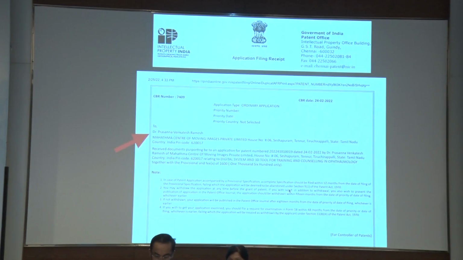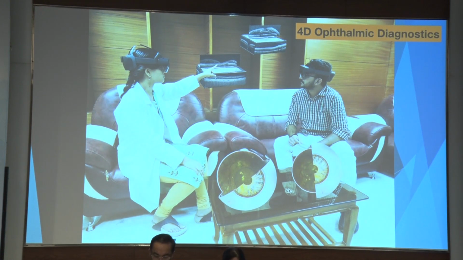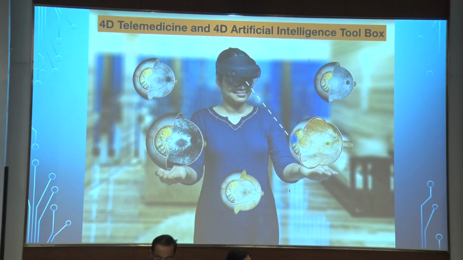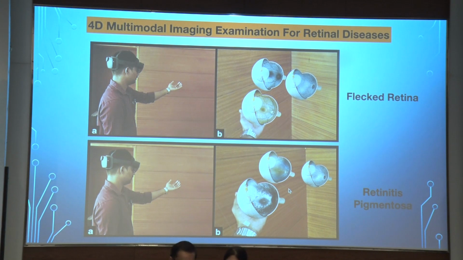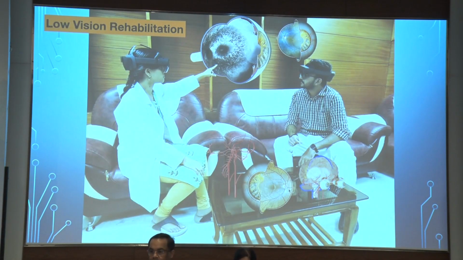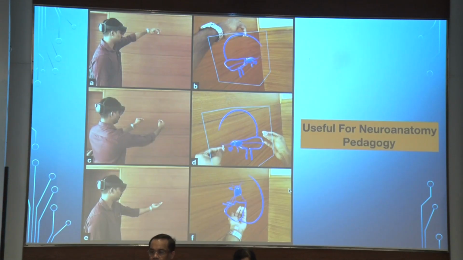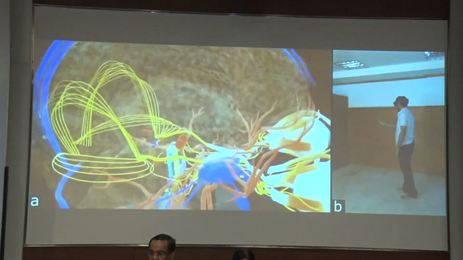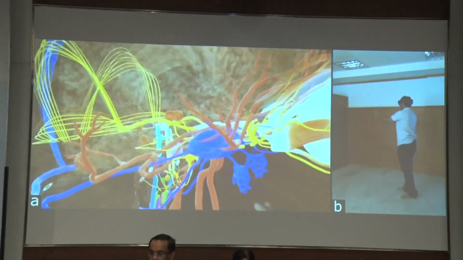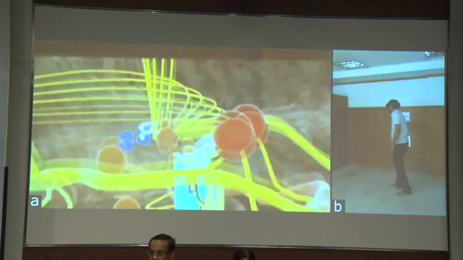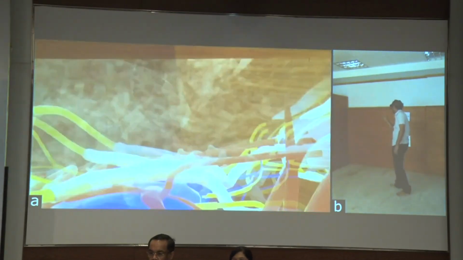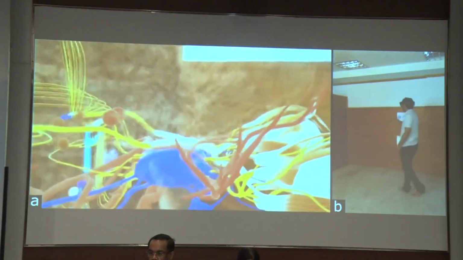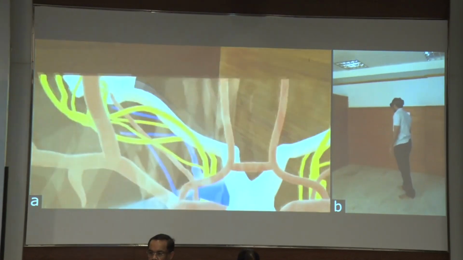To summarize this innovation, it's a patent protected technology that we have filed recently. It's useful in 4D diagnostics, 4D telemedicine, 4D AI. It's a multimodal imaging retinal examination device with color, autofluorescence and infrared, and useful for low vision rehabilitation counseling and neuroanatomy pedagogy, which involve complex 3-dimensional structures like the red nuclei, the cranial nerves, the cerebral venous system. All these models have been created, and these are all real-time images that we have taken from the patient to reconstruct the 4-dimensional holograms.